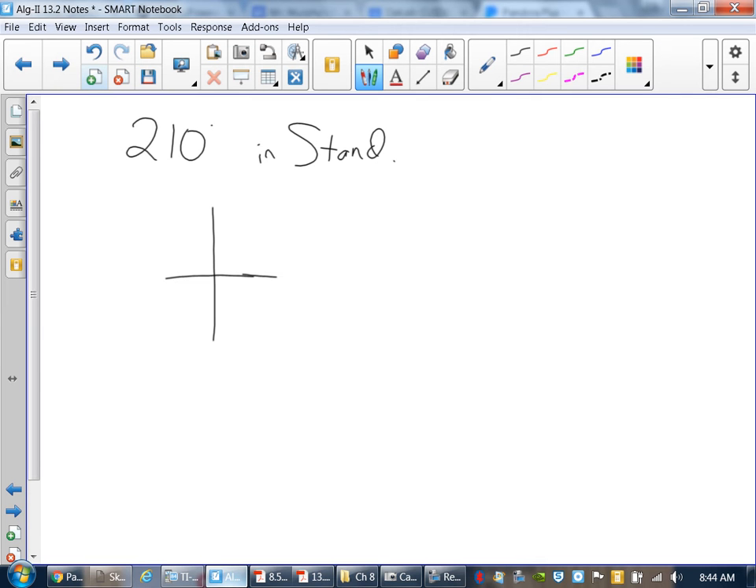$210. Start at 0. Am I going to go clockwise or counterclockwise? Counter. Here's 90, 180. How many degrees off of 180 is 210? 30 degrees. There's my 210. Quadrant 3.